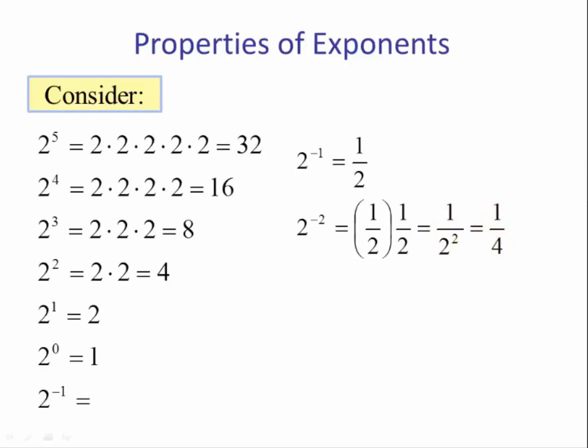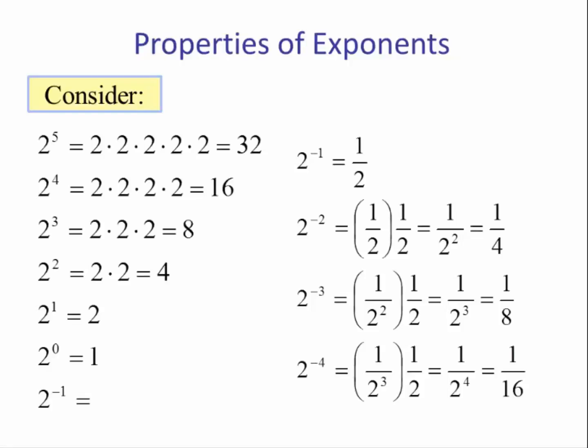From our definition, b to the negative n power is equal to 1 over b to the n. So if we have 2 to the negative 3 power, that is equal to 1 over 2 to the third power, which is 1/8. 2 to the negative 4 power is 1/16. 2 to the negative 5th power is 1 over 32.